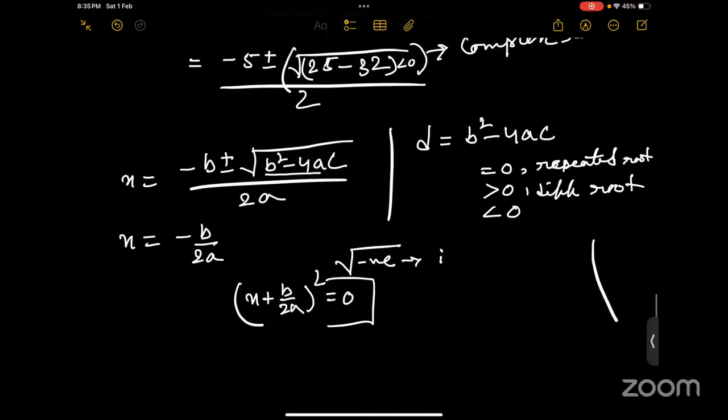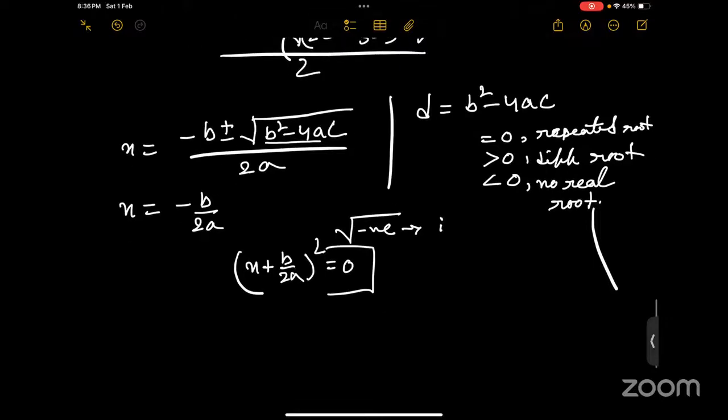Okay, so if it is greater than 0, then for the positive root value, we will get one root, and for the negative root value, we will get another root, right? That means two different roots will be there. But if the discriminant is negative, in that case there will be iota. And if there is an iota, we will get no real root, right? Any doubt?